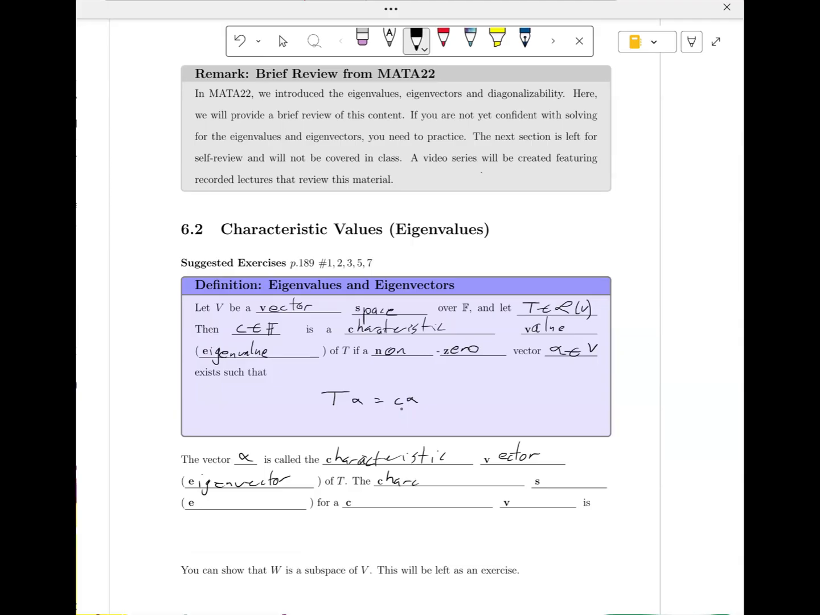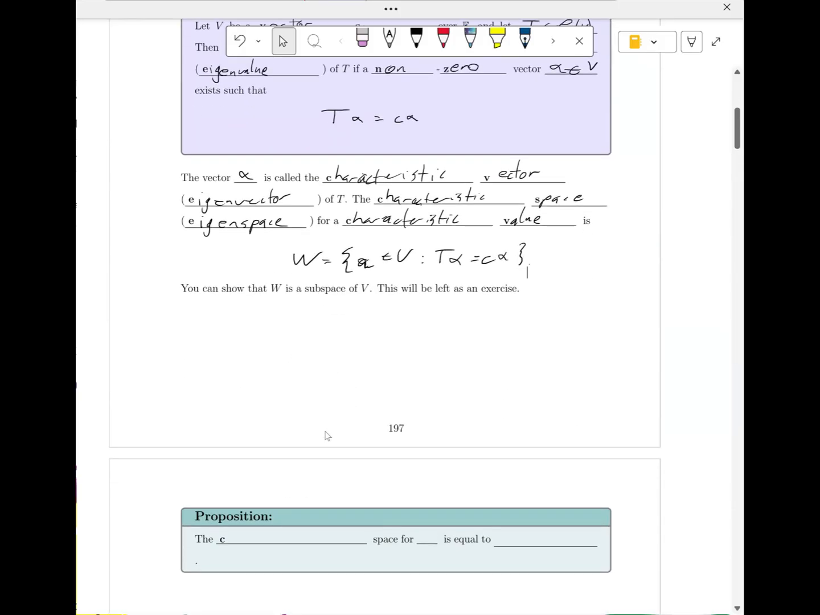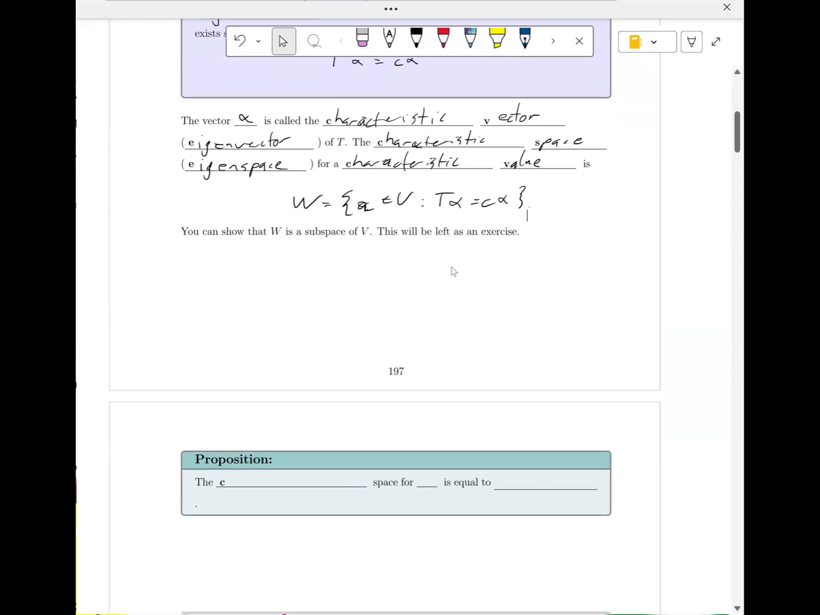The characteristic space or eigenspace for a characteristic value is the set W equaling alpha in V such that T of alpha equals c alpha. Now we can show that the characteristic space is a subspace of V, as the name implies, and we're going to leave this as an exercise. Recall that this is a subspace defined using T.